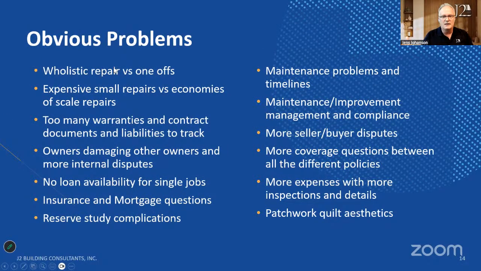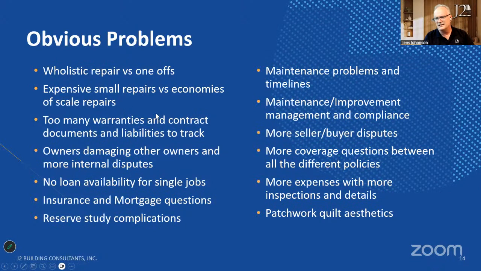Then obvious problems. Under the old plan, we've got a holistic repair versus 100 one-offs. We've got expensive small repairs versus economies of scale. What I mean there is first floor windows are really easy to replace. Third floor windows need scaffolding. Is every third floor window going to have to set up one little tower of scaffolding to get the work done? Whew, we don't have economies of scale there.